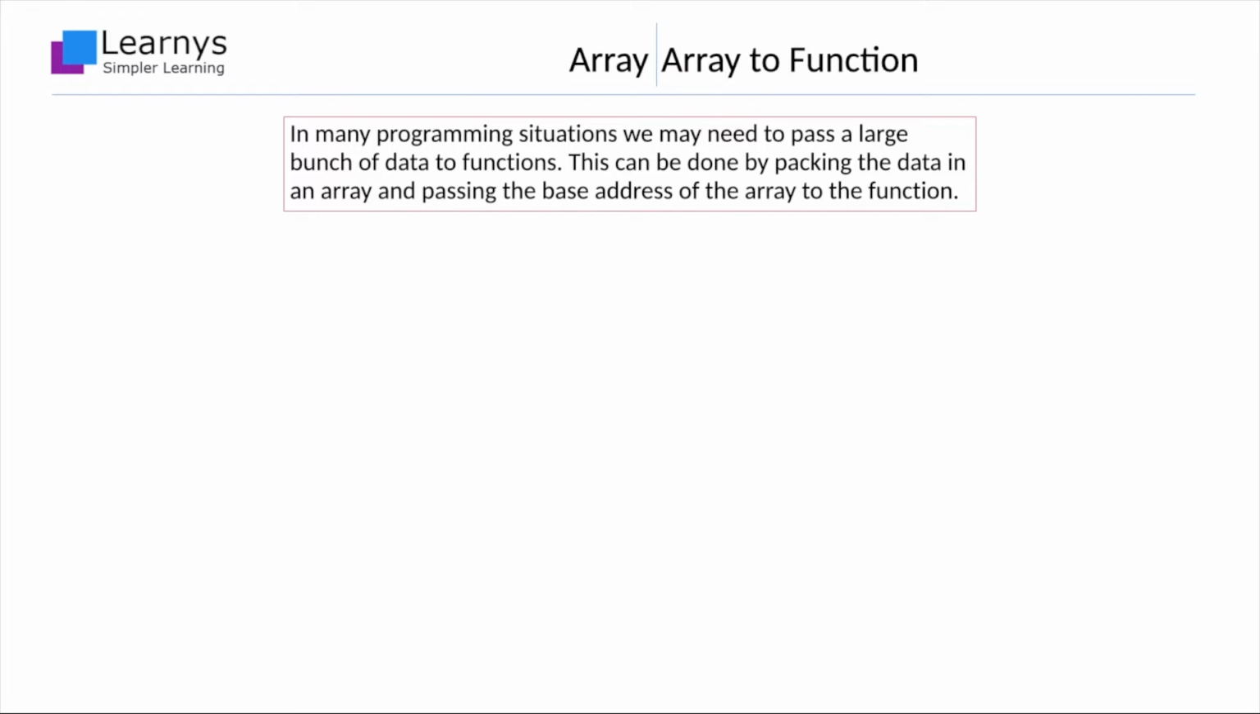We need not pass a bunch of variables holding individual numbers which are to be averaged. Instead, we can pass the base address of an array holding all the numbers. We have already seen that having access to the base address of an array is sufficient to access the elements.